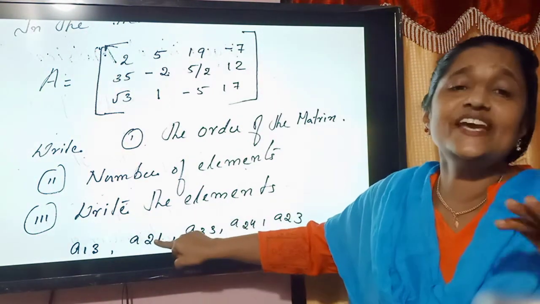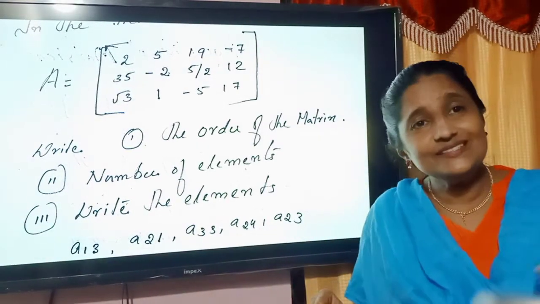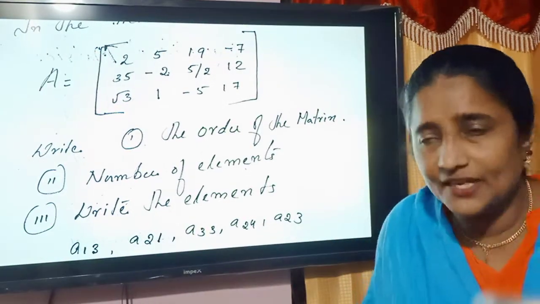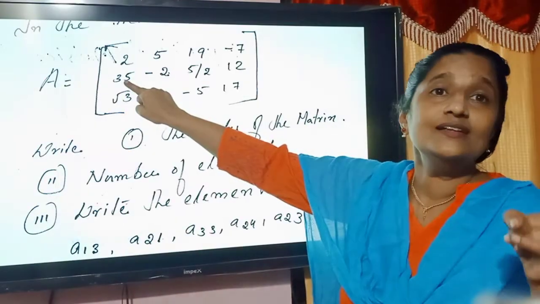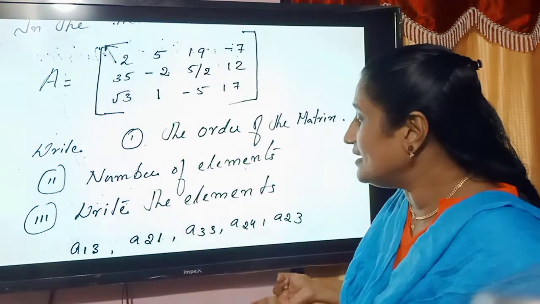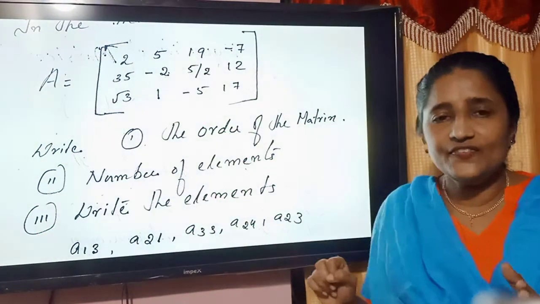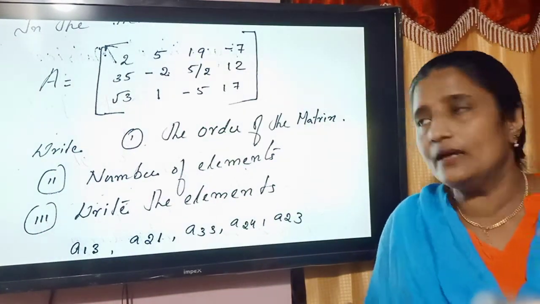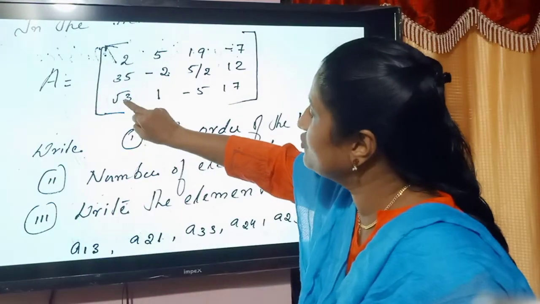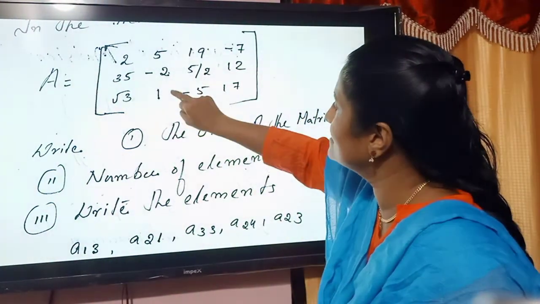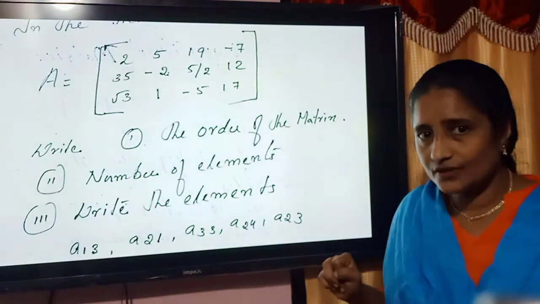Now the second is A21. A21 means the second row, first element. What is the second row, first element? 35. Now similarly, what is A33? A33 means the third row, third element. What is the third row? This is the third row. What is the third element? First element, second element, third element. What is the third element? Minus 5. Did you clear?